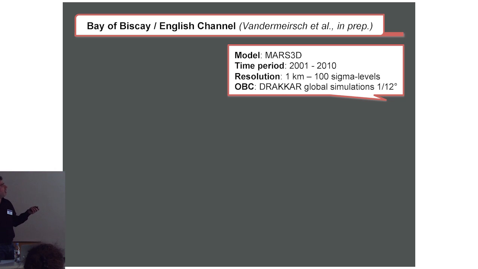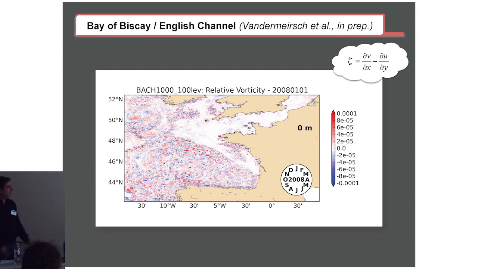This is now from a MARS3D model, which is a coastal dedicated model. This is a 10-year simulation at 1 kilometer resolution with 100 sigma vertical levels. And in this case, we interface with a hindcast run, which is a DRAKKAR global simulation. And then what we did in this case, we see nothing.